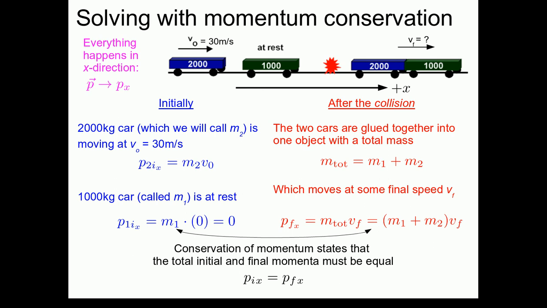Conservation of momentum states that the total initial and final momenta must be the same. Expanding this out, we know that p2ix plus p1ix must be equal to pfx. This is what we mean when we say conservation of momentum. We're looking only in one direction at a time, the x direction. We're adding up all the momenta before the collision and all the momenta after the collision and setting them equal to each other.